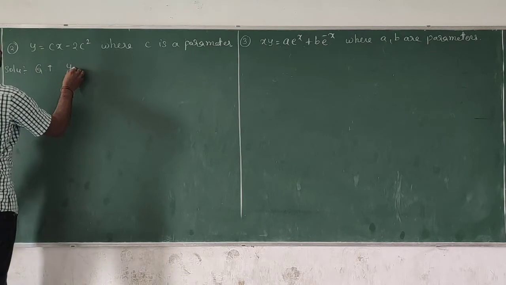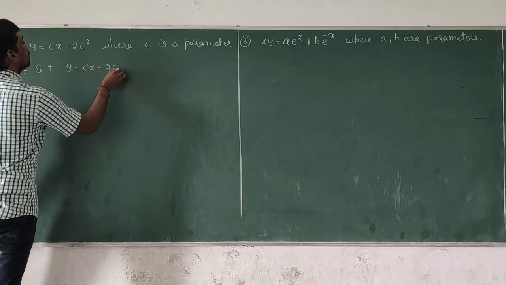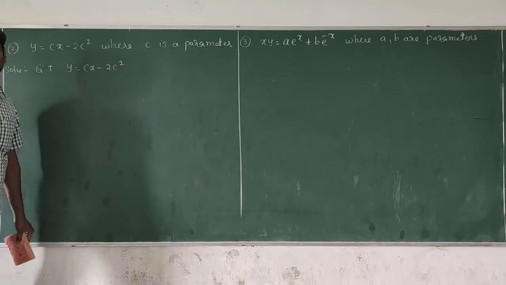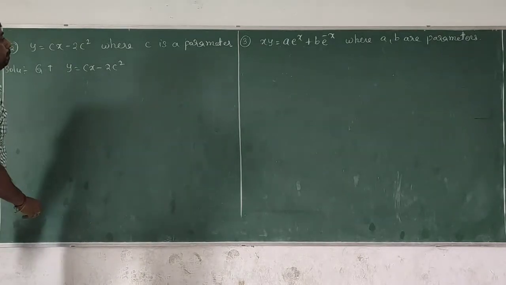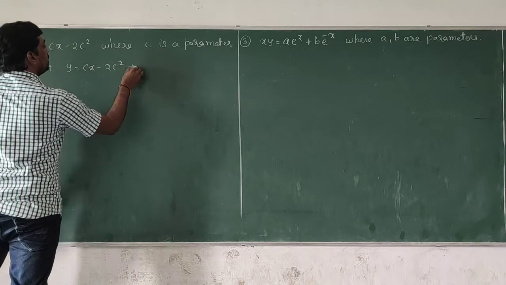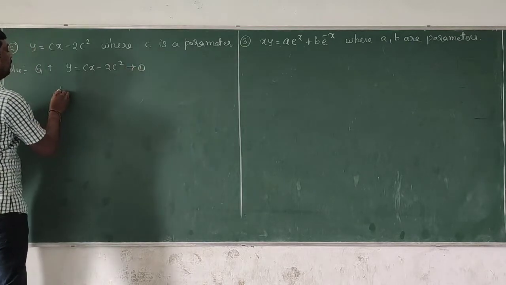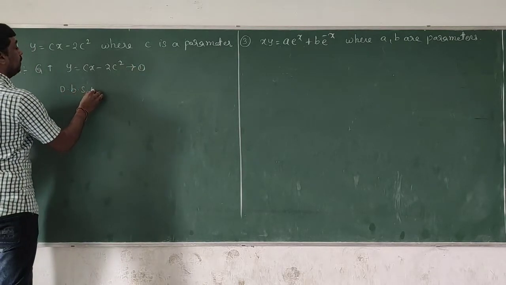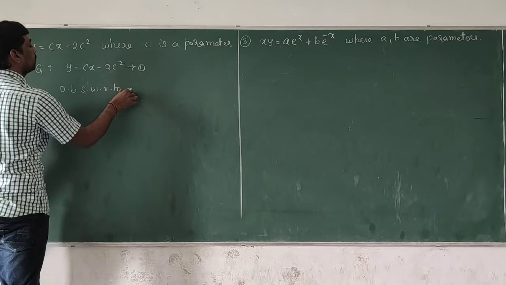In solution, take the given equation. Given that y equal to cx minus 2c square. How many parameters do we have? Only one parameter. That's why differentiate one time. Take this one as the first equation. Differentiate both sides with respect to x.